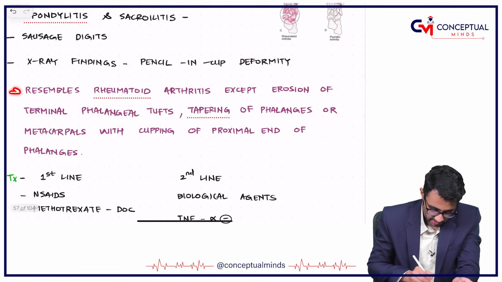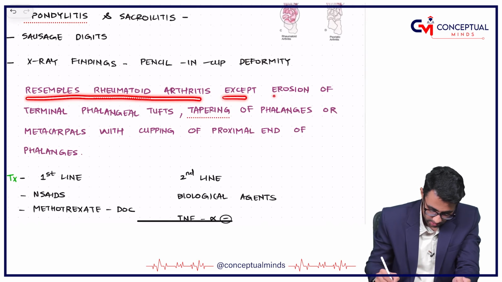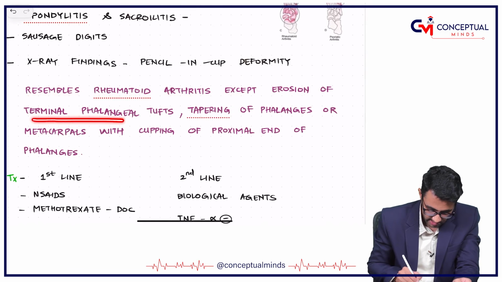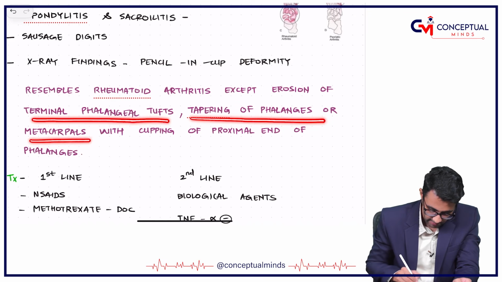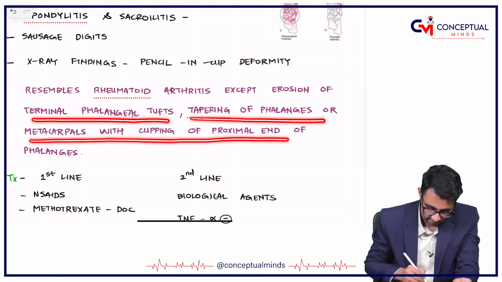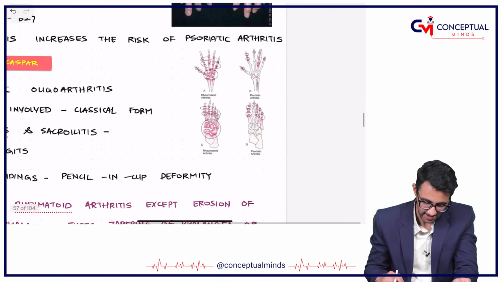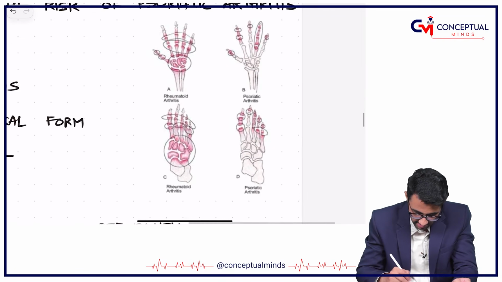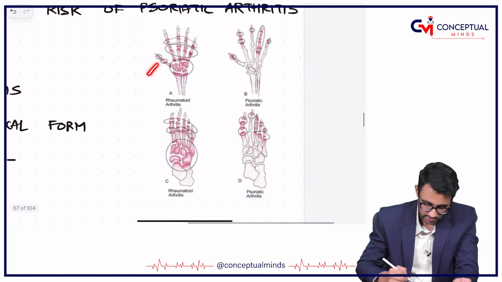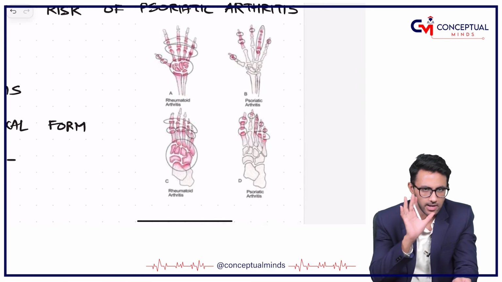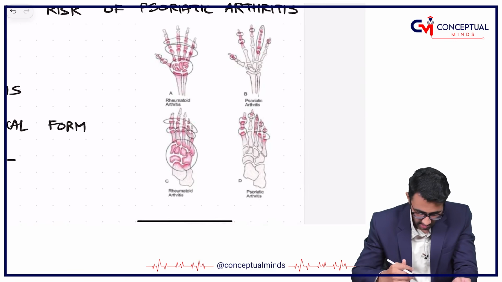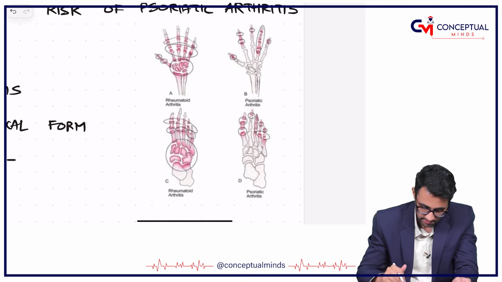How about this one? Let me read this out for us: it resembles rheumatoid arthritis except for erosions of terminal phalanges, tufts, tapering of phalanges or metacarpals with cupping of the proximal end of phalanges. Very confusing, right? Let us see what it means. On the left side, these two diagrams are of normal rheumatoid arthritis. A very good depiction to understand this concept.